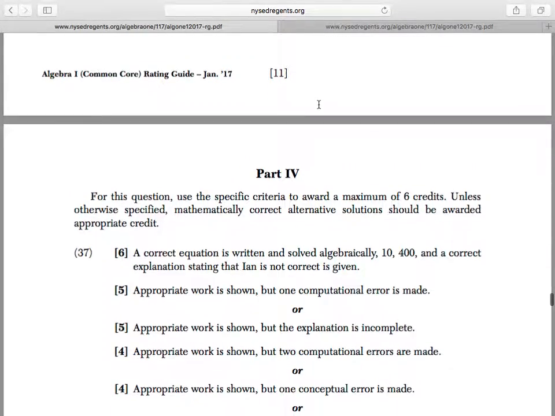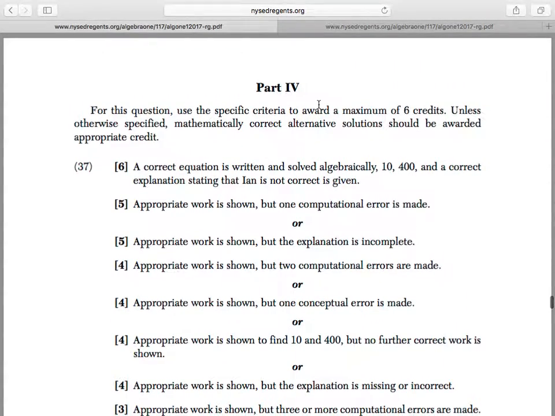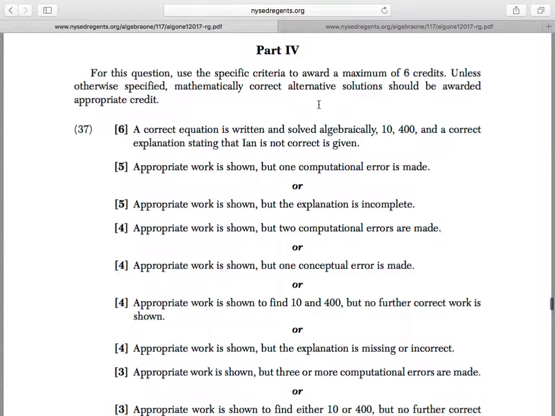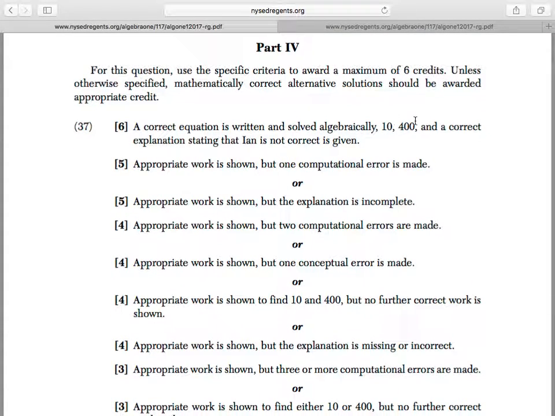And finally, correct equation written and solved, 10, 400, and a correct explanation.